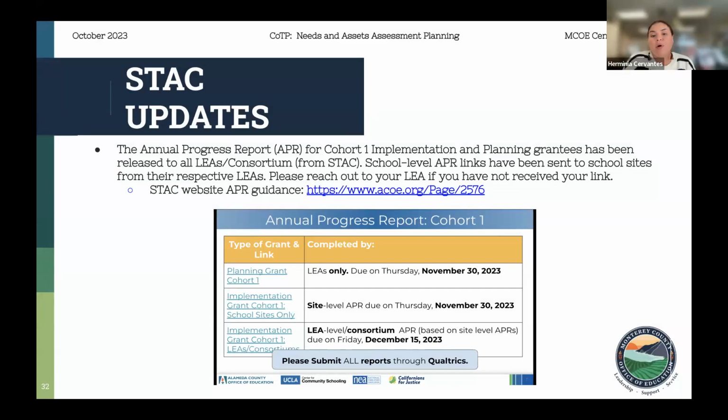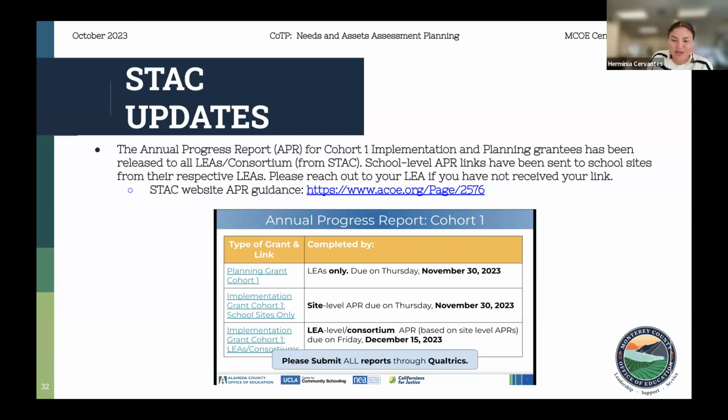people who were part of cohort 1, whether you're planning or implementation, we have the first report that's going to be due. If you are planning, you only have to do the LEA survey and it's due on the 30th. In addition to the survey, you will also be submitting the fiscal report as well. If you are an implementation grant, which I believe there's only a couple of districts that are implementation cohort 1, there are 2 surveys for you.